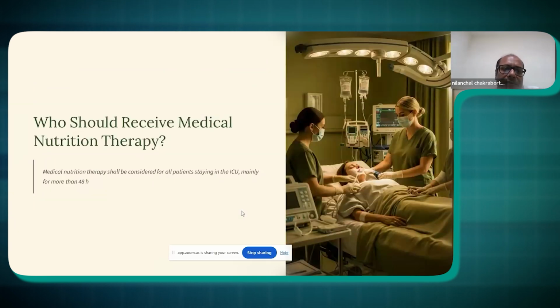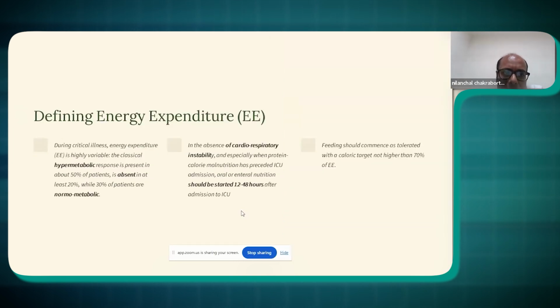So, who should receive medical nutrition therapy? It is definitely a therapy for the patients who are in ICU and staying more than 48 hours. It's not just diet. We have to calculate the energy expenditure for each patient, because critically ill patients may be in a hypermetabolic state, almost 50% of the patients. So the calorie requirement may be more than usual, and sometimes they are normal metabolic, which is 1/3 of them.